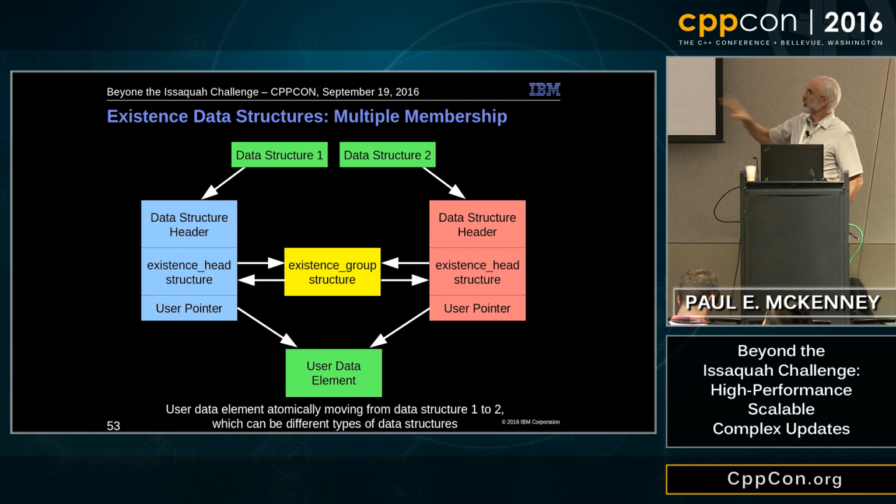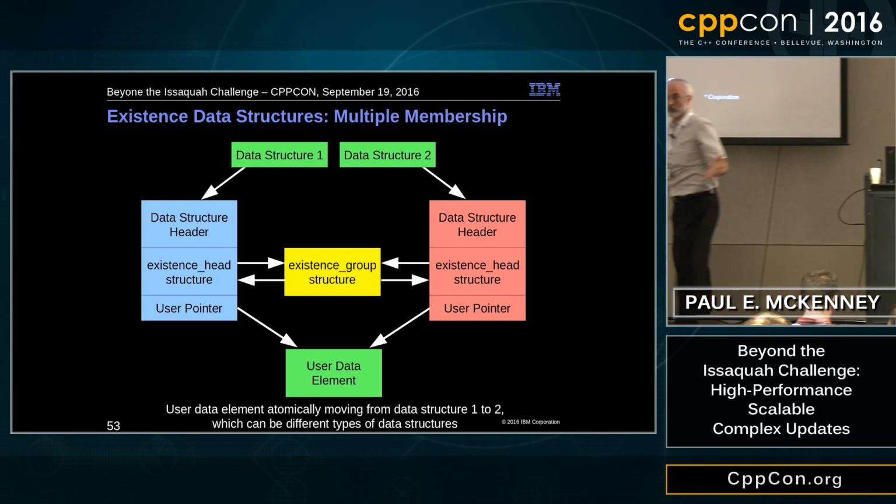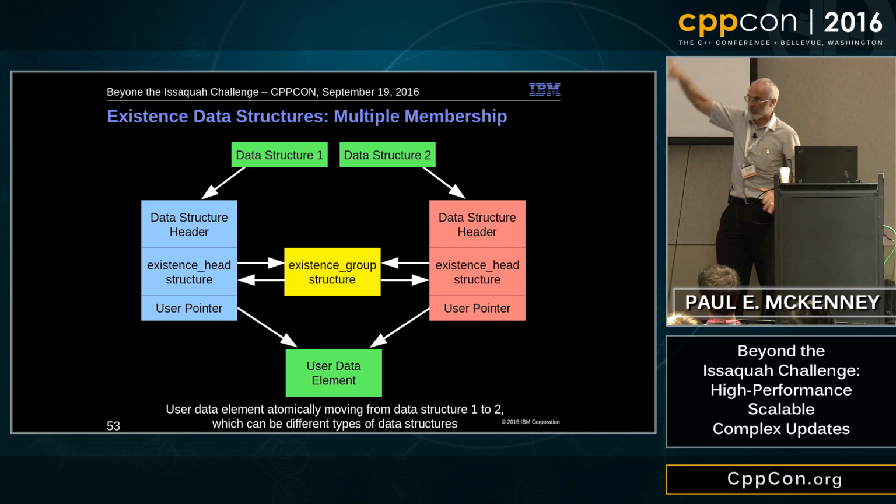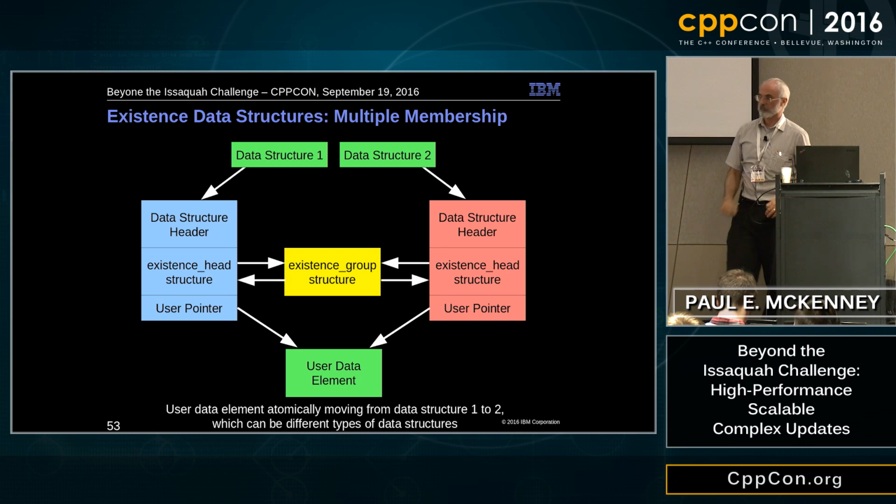So this is kind of an overview of what it looks like. You've got some kind of data structure header, you've got an existence head, you've got a user pointer, if you need to have stable pointers to the things while they're moving around. Obviously, you could take this green thing and have 2 copies of it, once in each structure, if the long-lived reference to it while it's moving around to different data structures is not required, and if it's small.